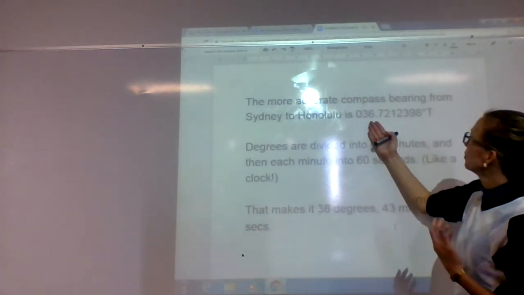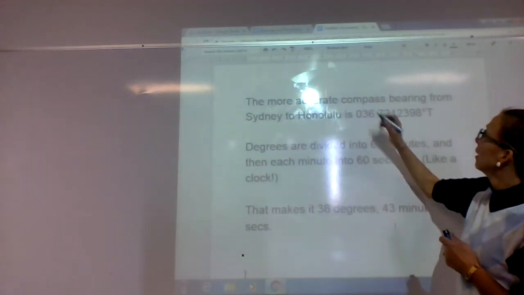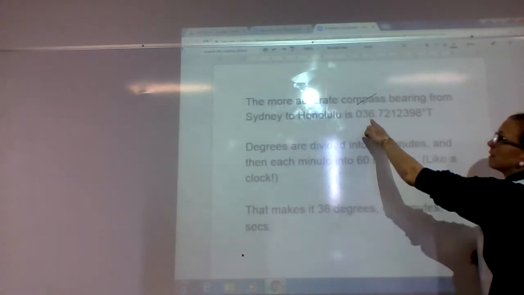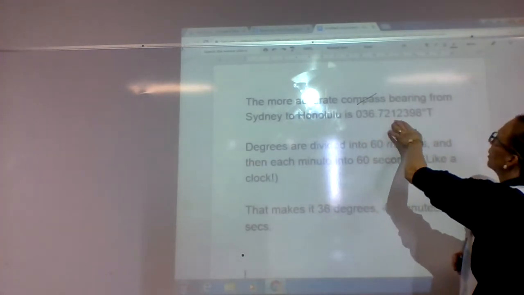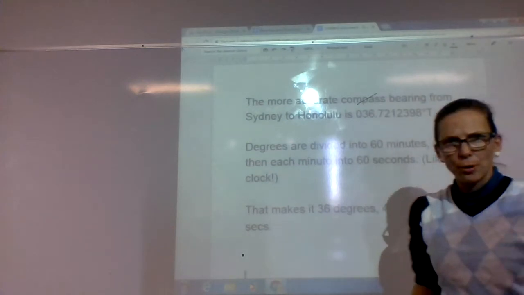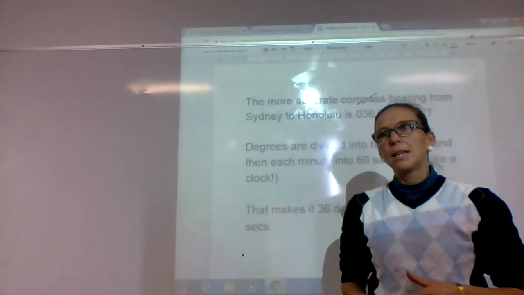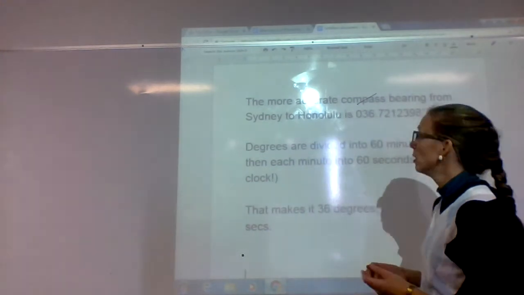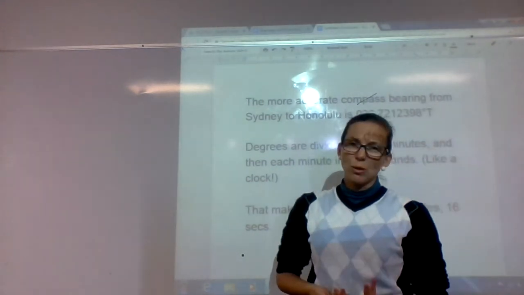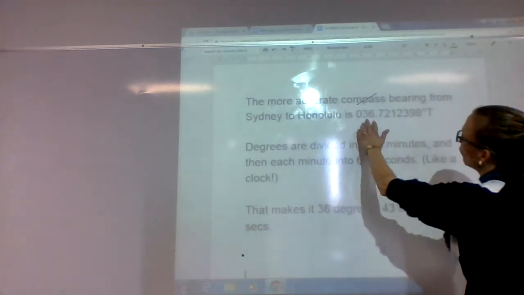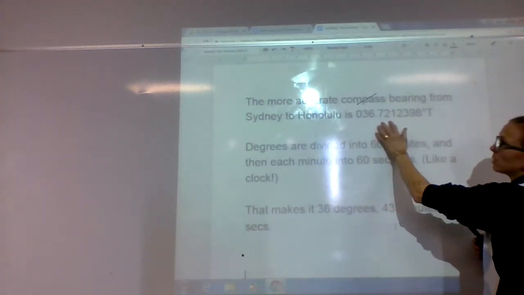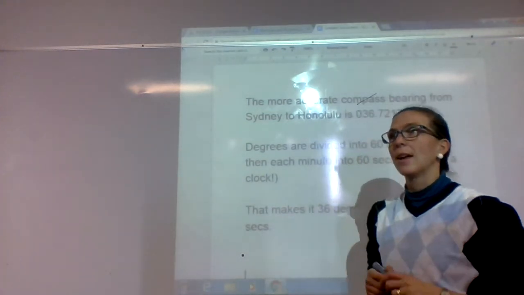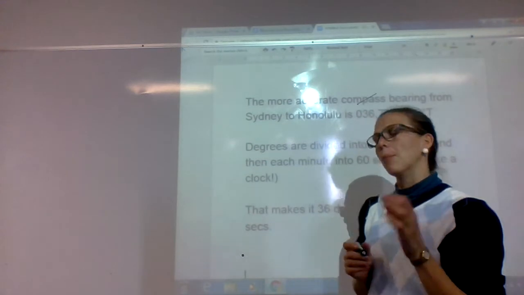Okay, so the actual true bearing from Sydney to Honolulu is 036.721239 degrees true. The thing about this is that in aviation and on the ocean, they don't tend to use this sort of idea of an angle being split up into decimals. What they prefer to do is look at each single degree and break that up.